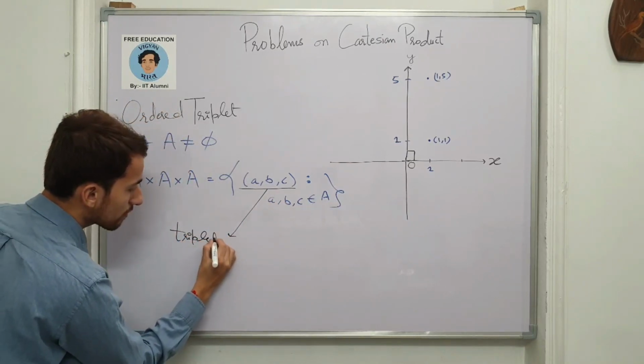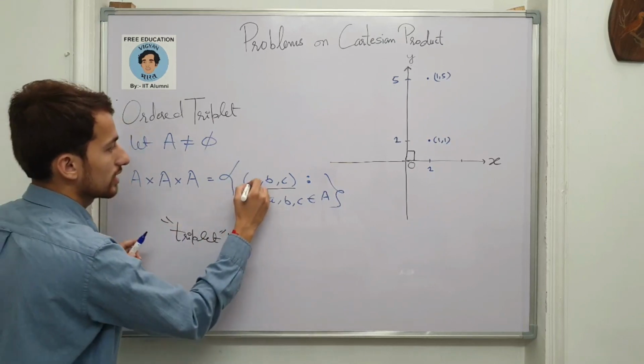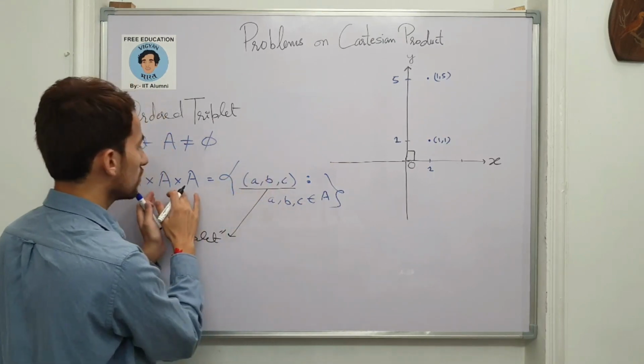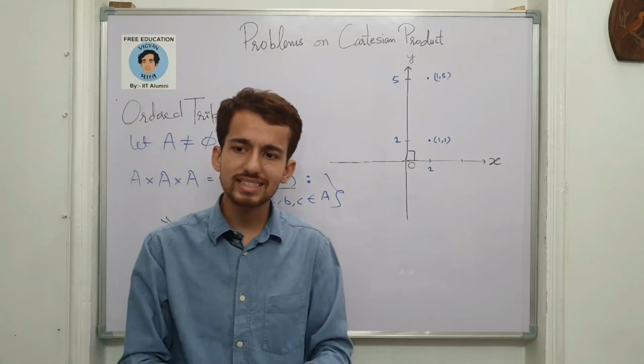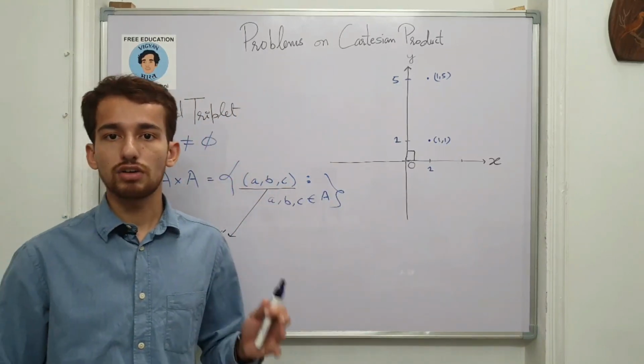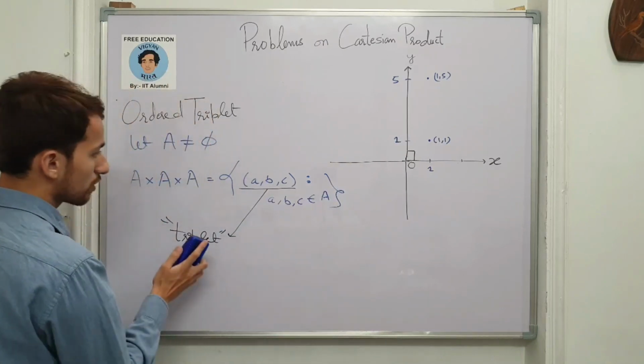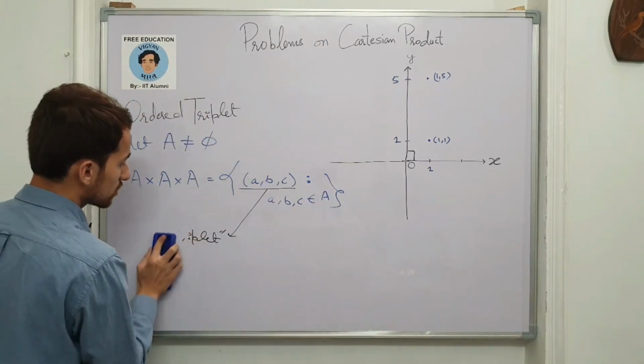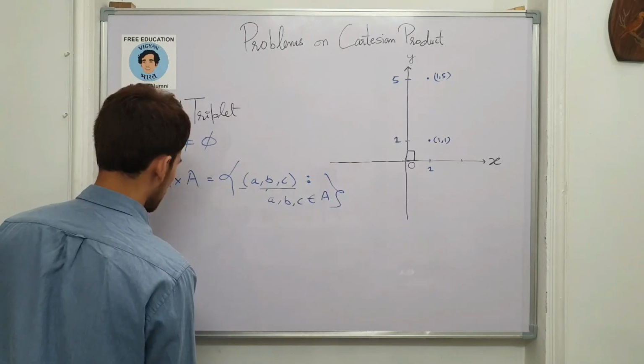Why are they called ordered triplets? Because they follow some order in this form. All the elements are coming from the respective set. Let's take an example to get more clarity, and finally the visualization of the definition we're going to understand. Let's take an example.